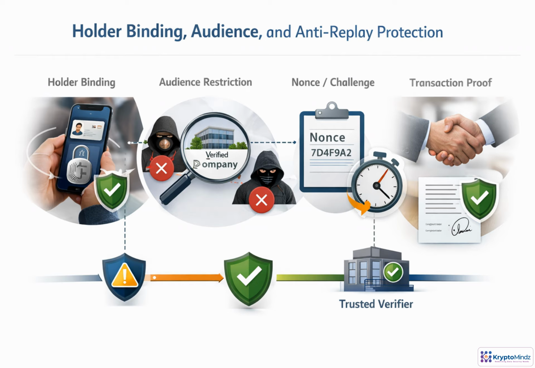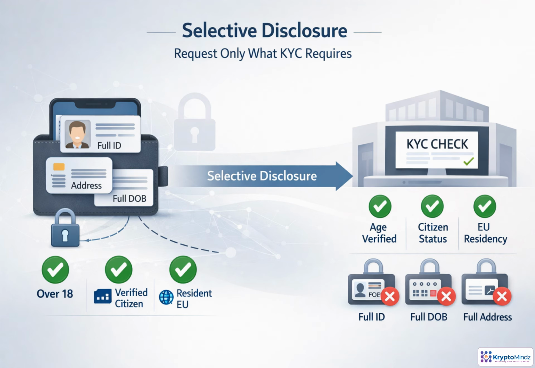The main objective here is to stop an attacker from replaying a valid presentation in a different context. Holder binding ties the presentation to a specific wallet or key, so only the real holder can use it. Audience binding defines who this proof is actually for. A fresh nonce or challenge links everything to one moment in time. Together, these controls make high-risk onboarding and regulated KYC flows resistant to replay attacks.